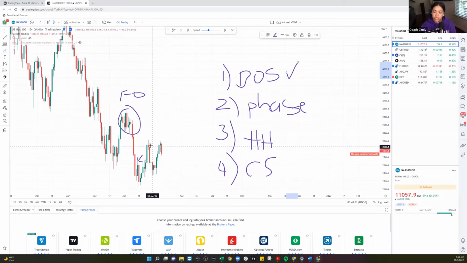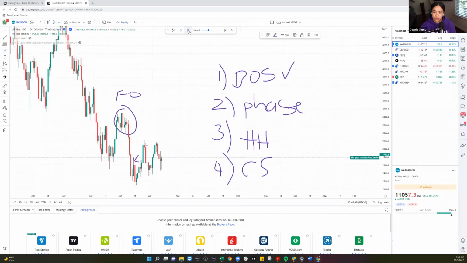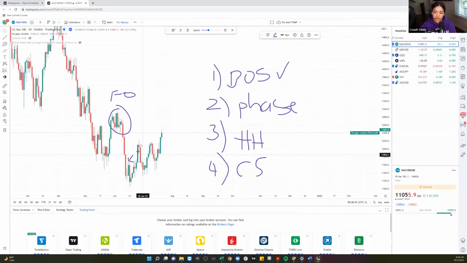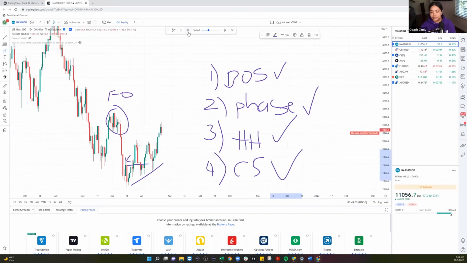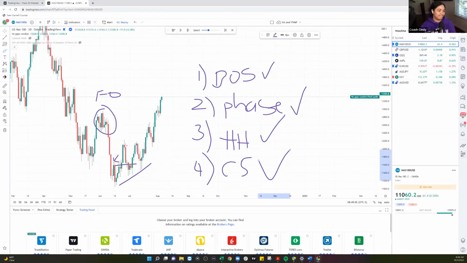If I were to go back, we wouldn't take the trade yet because the phases weren't complete. Okay, so let's keep on going. Okay, so we have break of structure. Phase, was it 2 phases complete? Yes. Was it making higher highs? Yes. And then candle structure, drop, base, rally, drop, base, rally. Yes. Let's see what happens. All 4 of the criteria were met and the market kept going up.